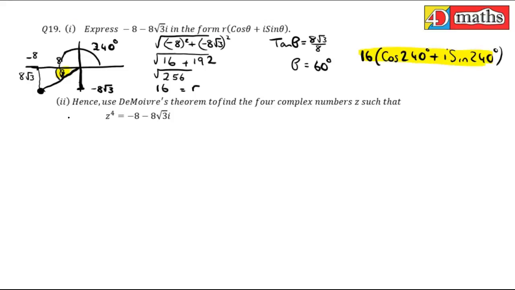Now, we'll continue on. It says, hence use De Moivre's theorem to find the four complex numbers such that z^4 is equal to this. So we're going to call z^4 equals 16 cos 240 plus i sin 240. So I want to find what z is. z is equal to this to the power of a quarter.